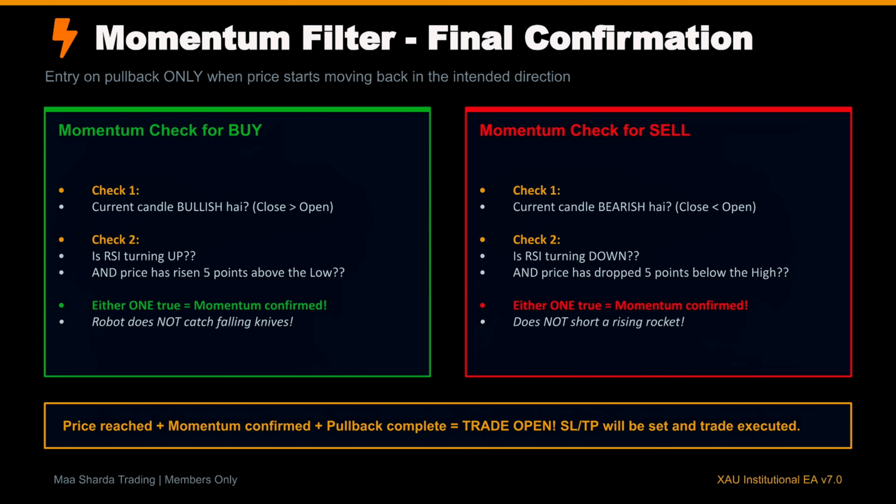The momentum filter is the final confirmation before entry, checking if the price is moving back in the intended direction after a pullback. For a buy, it checks if the current candle is bullish OR if RSI is turning up and price has risen 5 points from the low. This prevents catching falling knives.